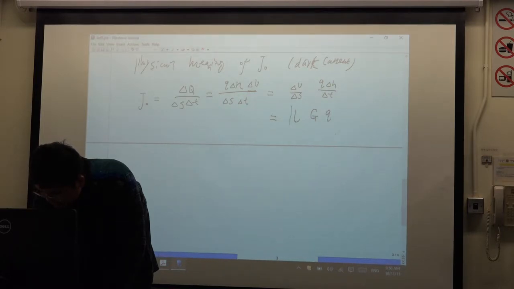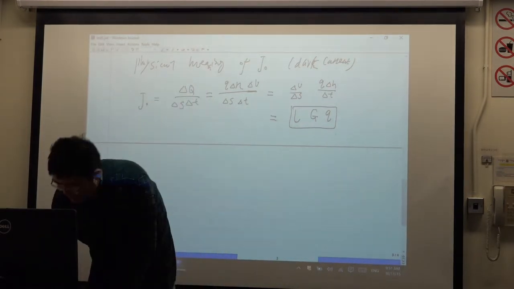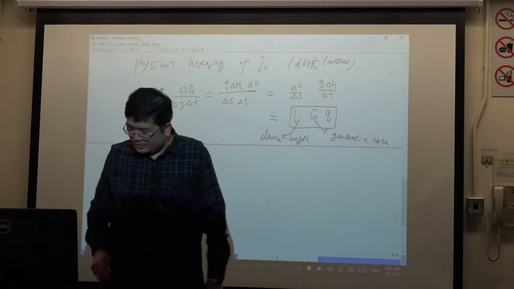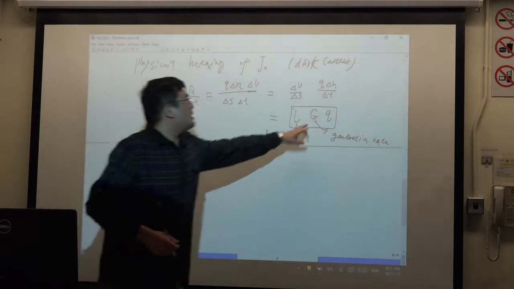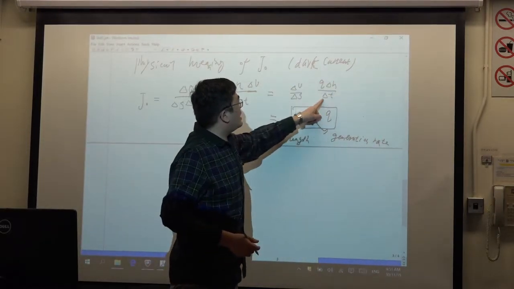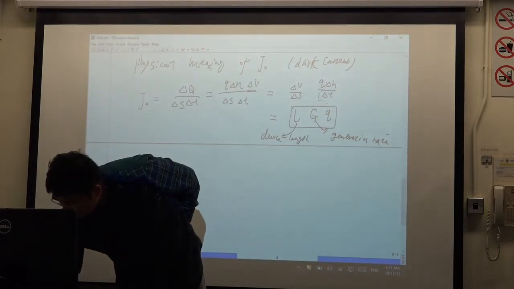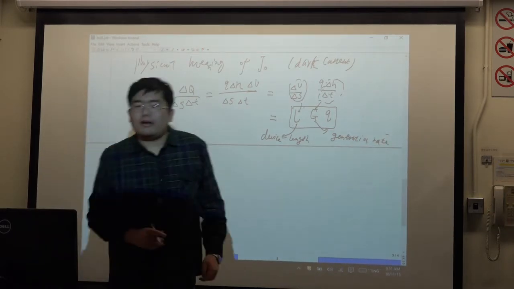So J equals Q G L. G is the generation rate, and L is the device length. G means how many electron-hole pairs can be generated per unit time. How many electron-hole pairs can be generated per unit time. This is just delta N over delta T. It's very simple to derive this equation.